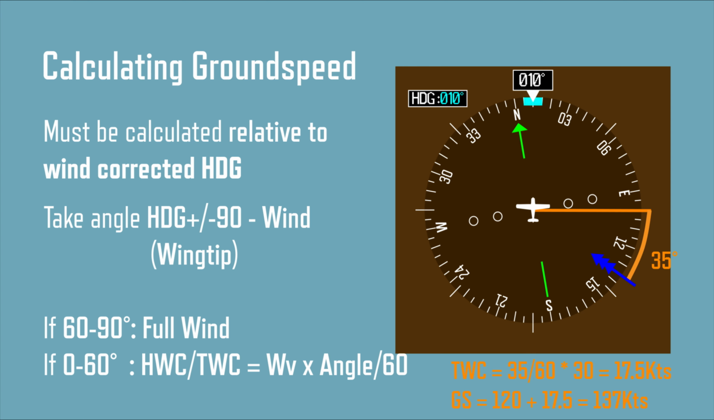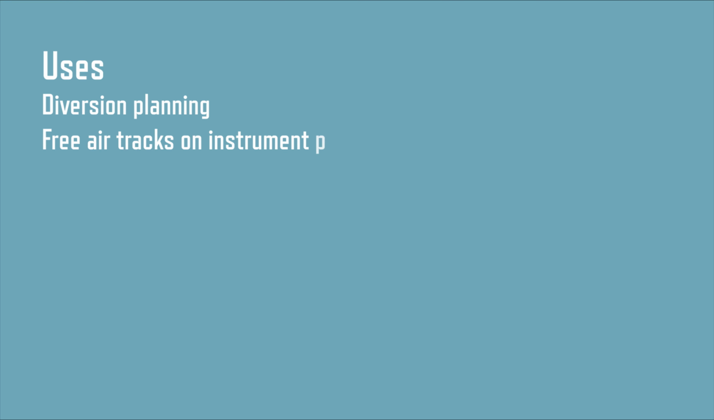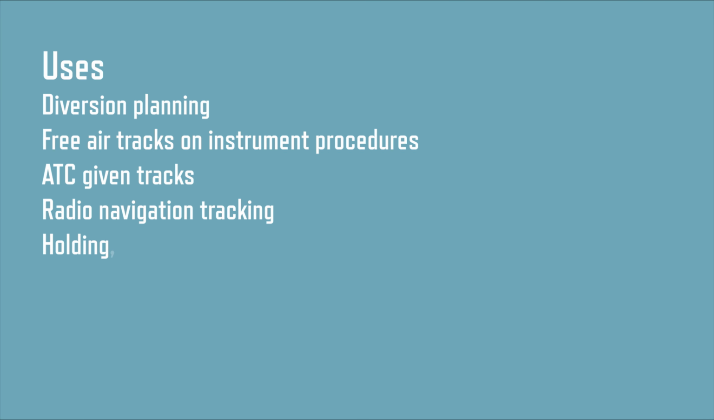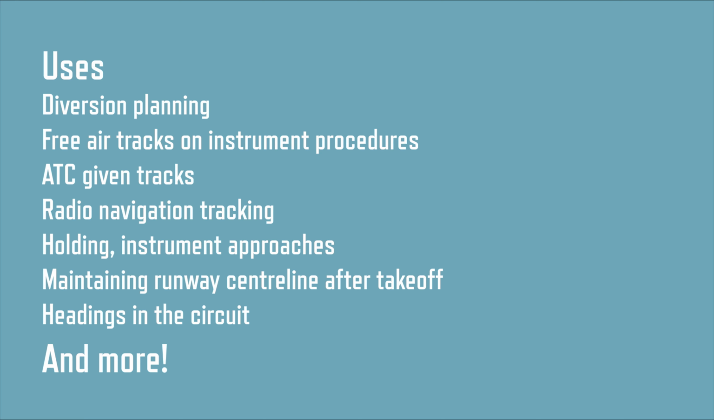So how can you use this new knowledge? Perhaps on a diversion or unplanned leg of a visual navigation. Or you may be given a free air track on a standard instrument departure, or by a TC, or when tracking radio navigation aids, or when flying instrument approaches, or even just maintaining the runway centre line after takeoff. This is a skill you will use all day, every day, for the rest of your flying career.